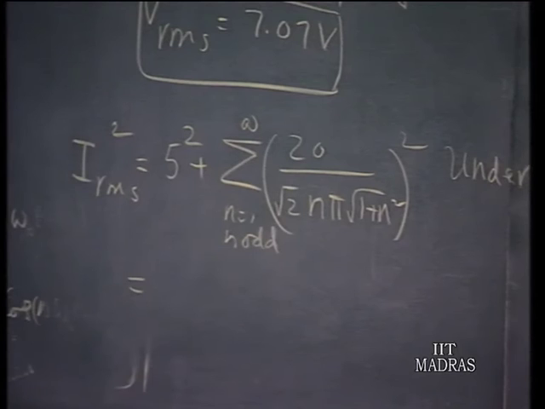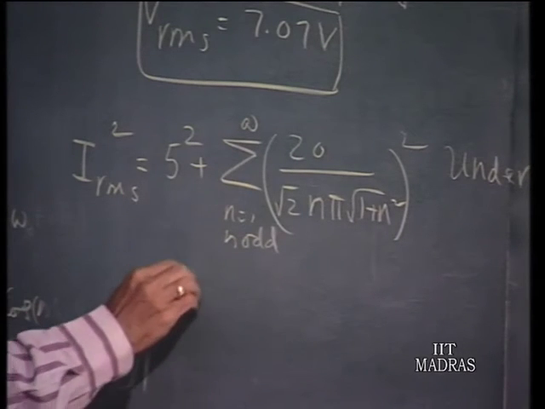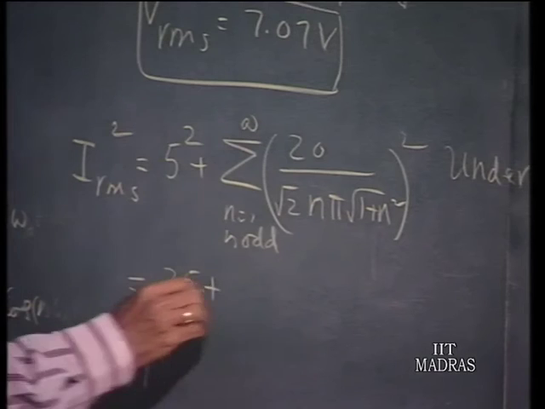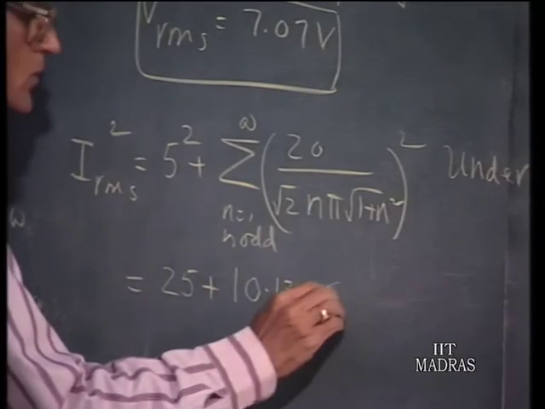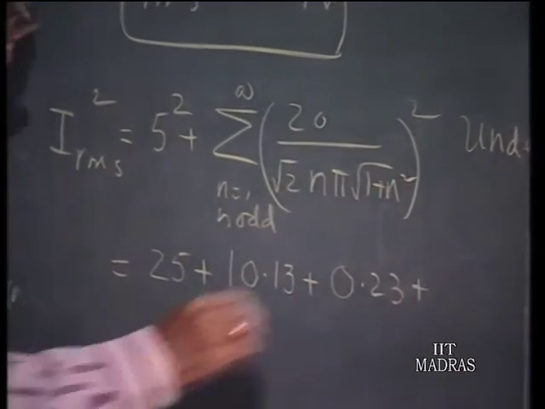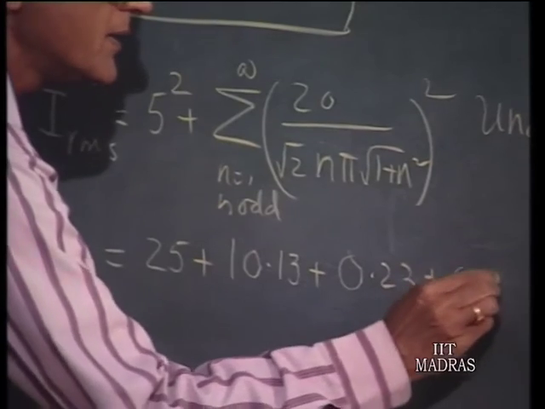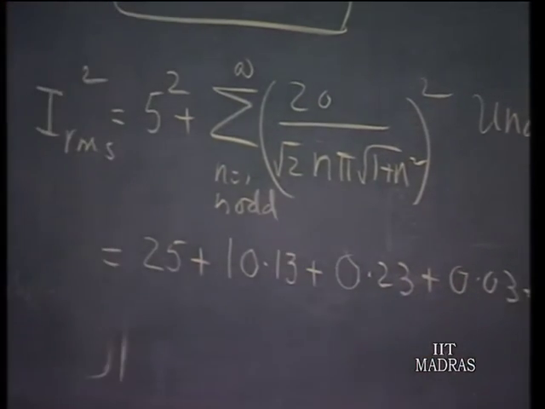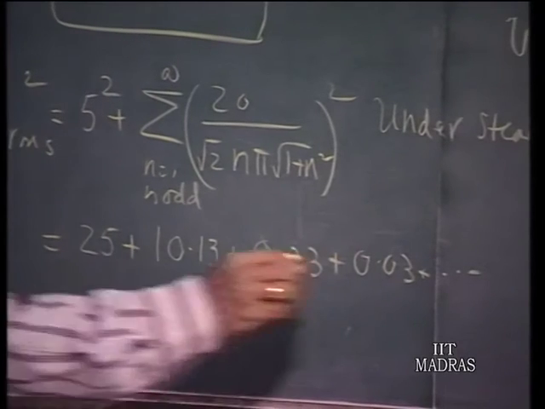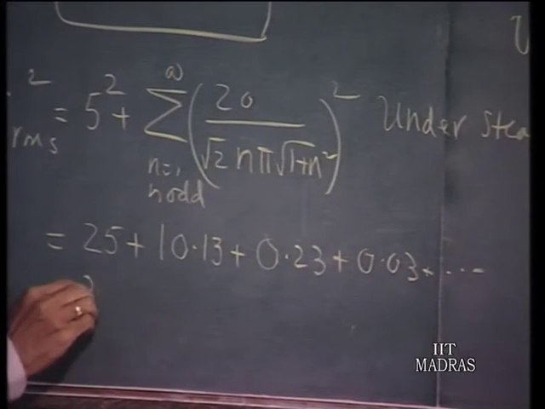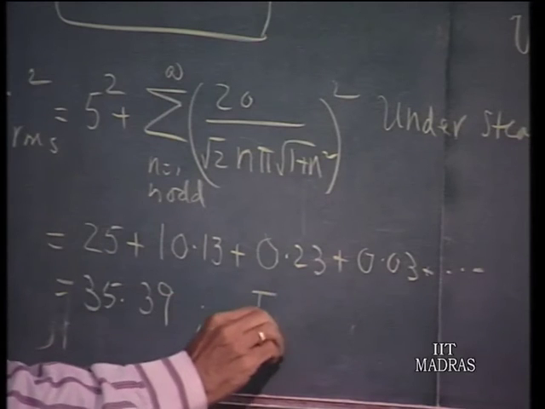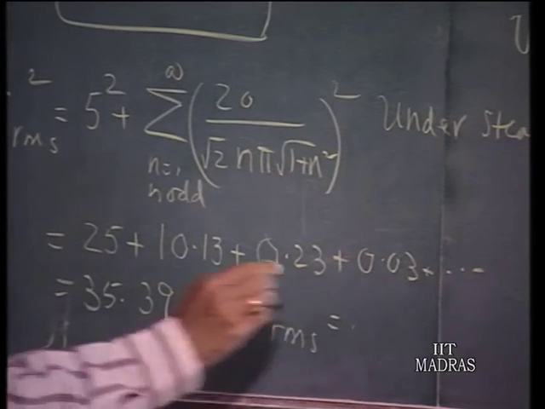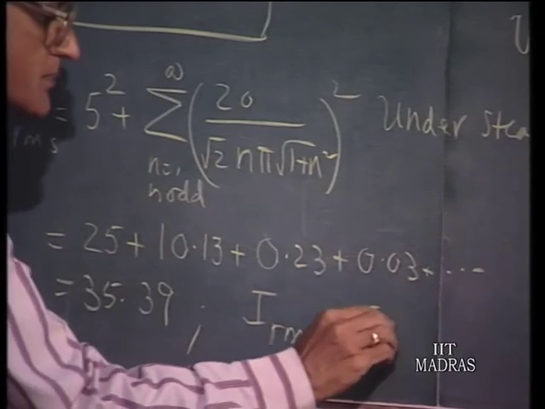You calculate the first few terms: you will get 25 from the DC. From the fundamental you get 10.13. For the third harmonic you get 0.23. For the fifth harmonic you get 0.03, and therefore afterwards it will be negligible. So this will be equal to 35.39, and IRMS will be 5.95 amperes.